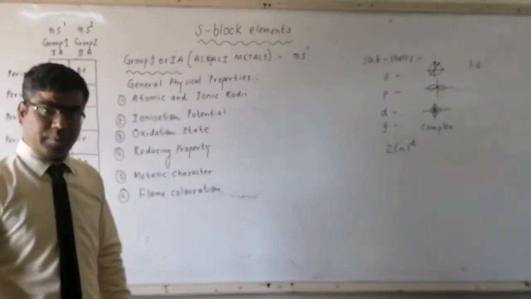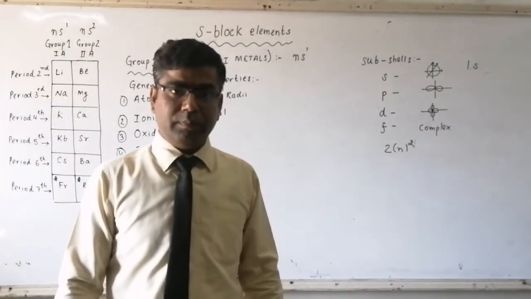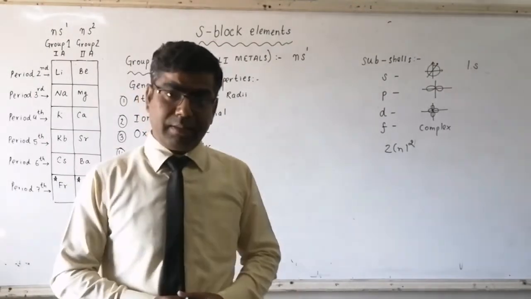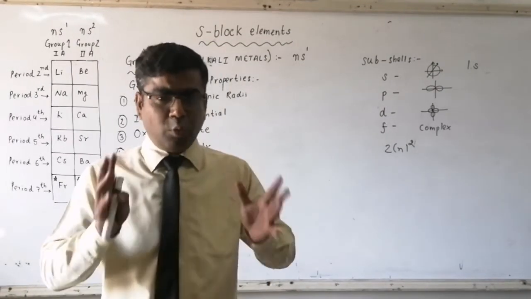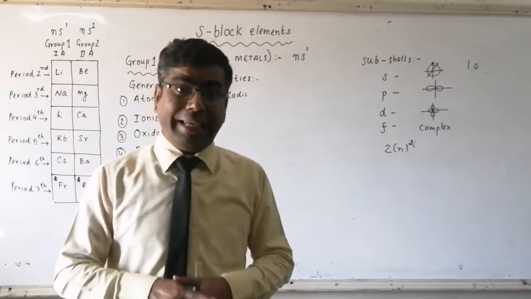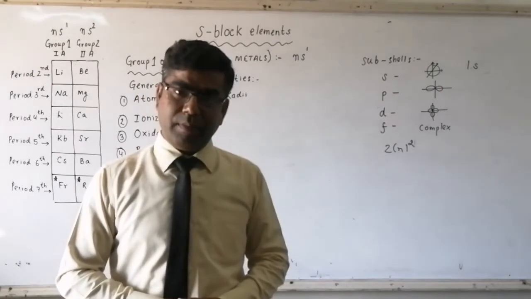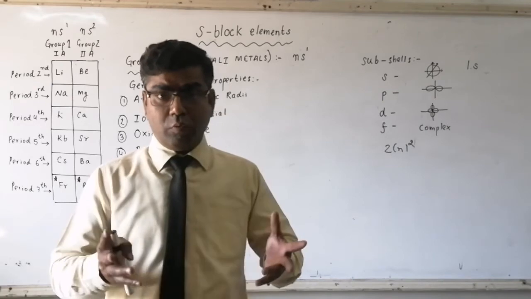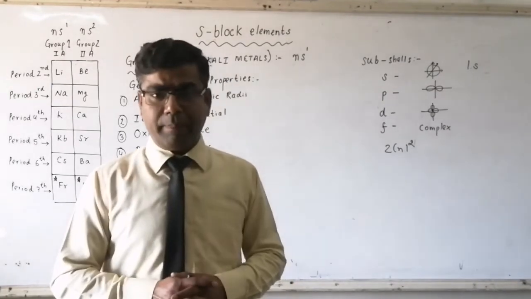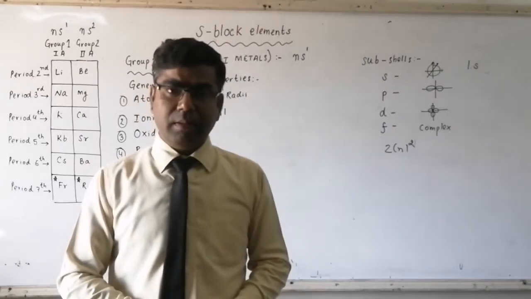Reducing property. Tendency to reduce others. They are alkali metals. They have large atomic size. Electron losing tendency is easy. So they can donate electrons easily to other species. So we can say here that they have a strong reducing property, a strong tendency to reduce others.